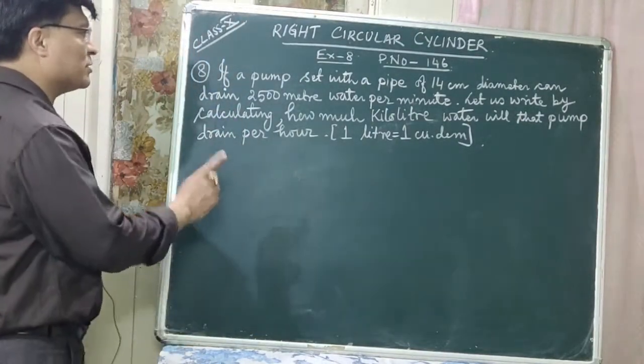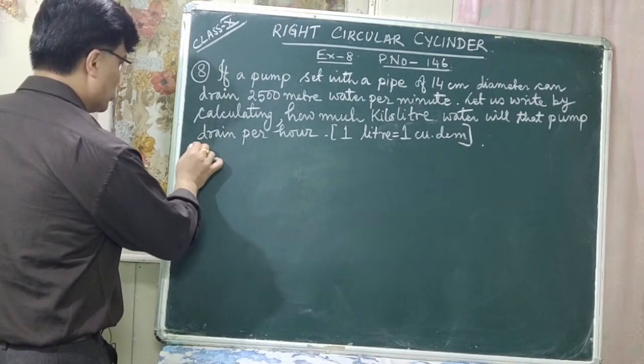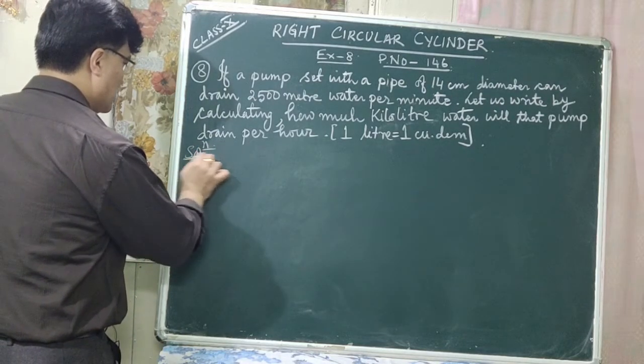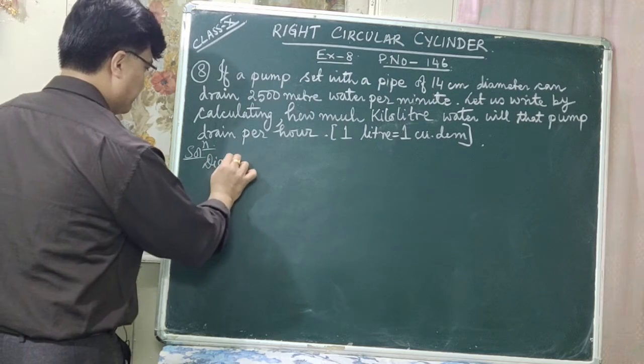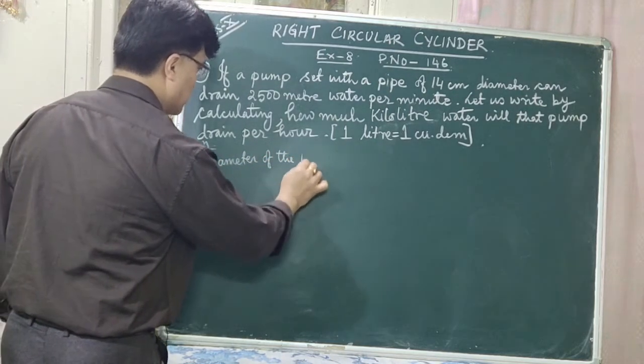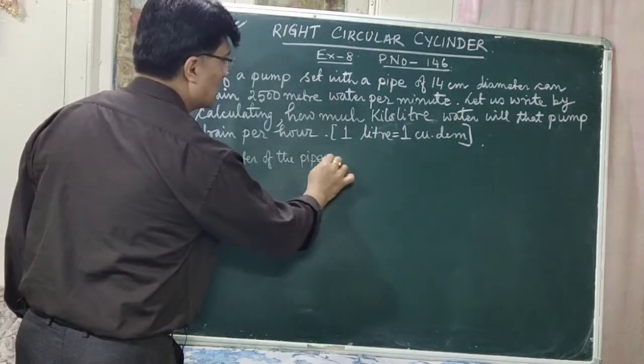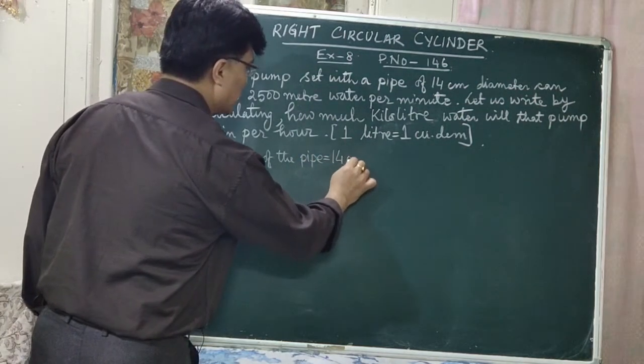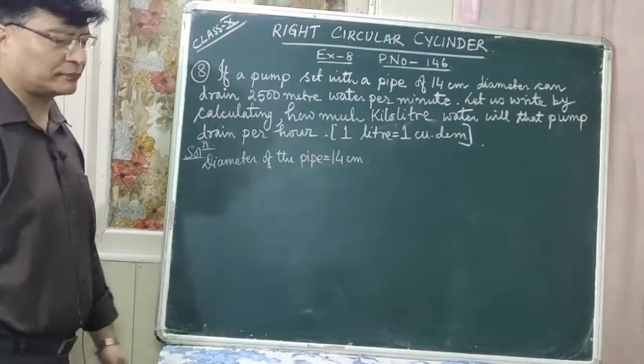So what is the diameter of the pipe? So this is the solution. So diameter of the pipe is equal to how much is it? It is 14 centimeter. Okay.